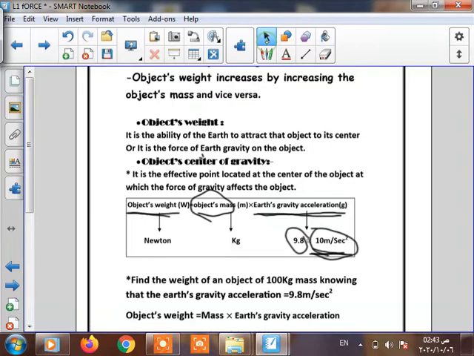Very important note: the object weight is changeable while the mass remains constant. Why? The object mass is related to the amount of matter that the object contains, while the weight equals the mass times gravity acceleration, Earth's gravity acceleration. So the object weight can be changeable, but the mass remains constant.